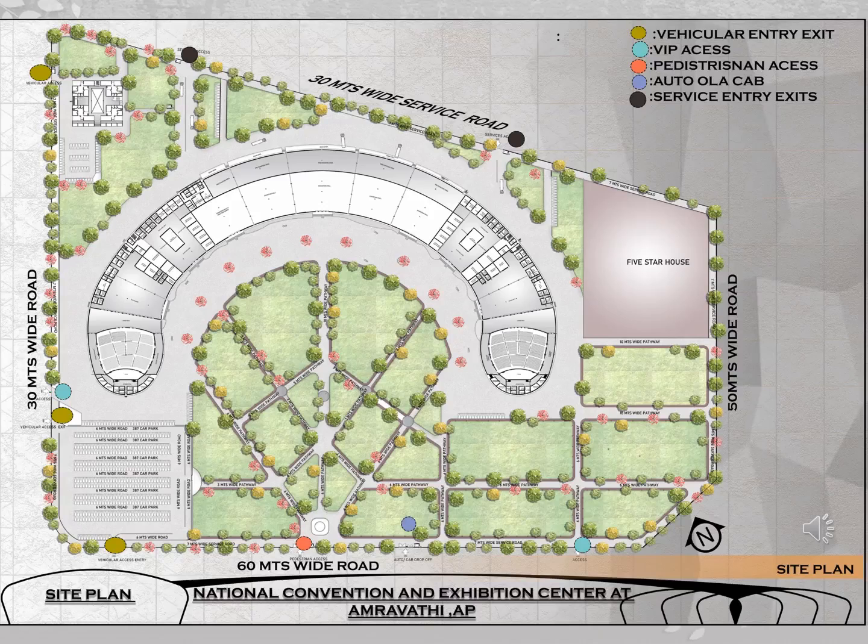6 acres of my site is dedicated to a 5-star hotel, and on the northwest side is my admin block. My admin block is accessed by a 30 meters wide road. The 60-meter wide road is completely dedicated to public access by various means such as auto, Ola, Uber, pedestrian or vehicular. The rear part is completely kept for services, which is adjoined with a 30 meters wide service road.